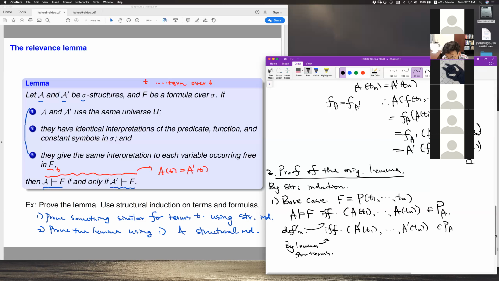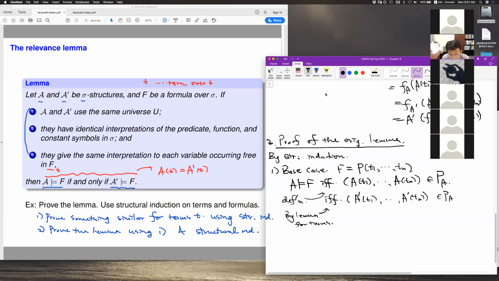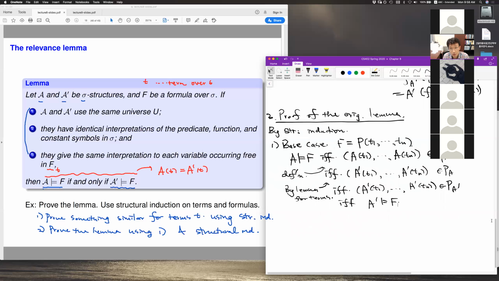Okay. And then one other thing we know is that by the assumptions of the original relevance lemma, P sub A and P sub A prime are the same. So we can write things like this. So if I just use the definition, this says the same thing as A prime models F. So they are the same thing. Okay, so this is a base case.